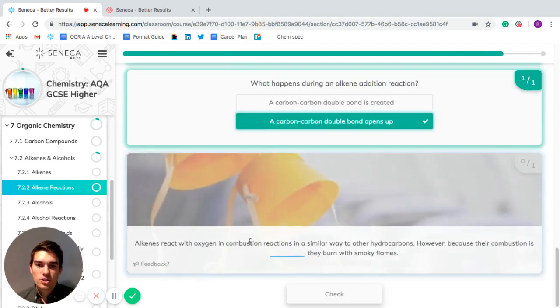Alkenes react with oxygen in combustion reactions in a similar way to other hydrocarbons. However, because their combustion is incomplete, they'll burn with smoky flames. Now remember I was saying that carbon monoxide is formed rather than carbon dioxide. We call that incomplete.